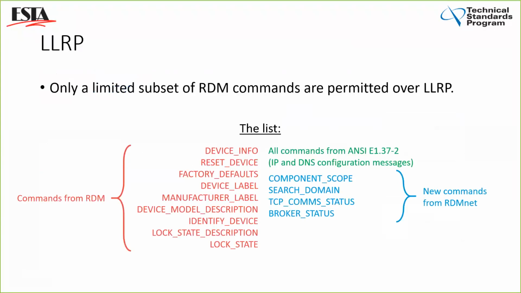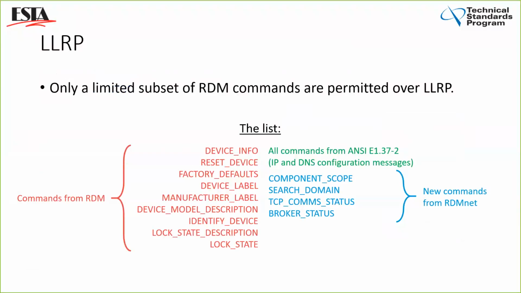It's really quite simple. This is basically the list of RDM commands that are allowed over LLRP. As Scott mentioned earlier, because of the way LLRP is designed, using multicast queries and responses, it doesn't have the same scalability as RDMnet. So it's really just meant as a bootstrapping or recovery protocol that contains just enough functionality to get your RDMnet communication working again.